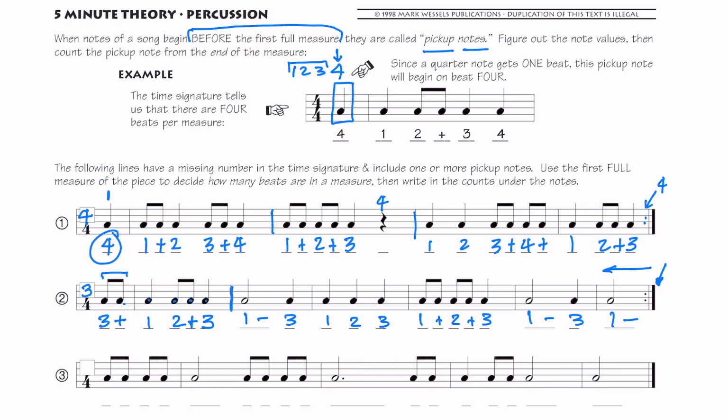Number 3. Again, we're going to assume that these are pickup notes. The eighth notes are pickup notes. So let's do our first full measure here. 1, 2, 3, and 4, and there's my bar line. So this is going to be a 4. All right, so let's figure out our pickups. We have how many counts in the measure of pickups? So here's 1 count, here's 2 counts. So the last 2 counts of 4 are 3 and 4 and.